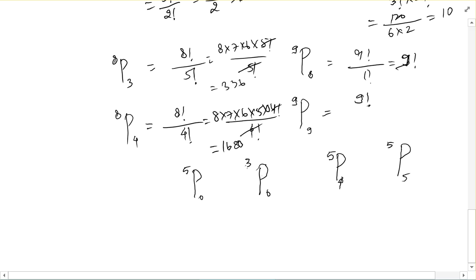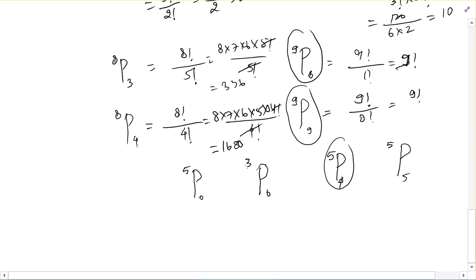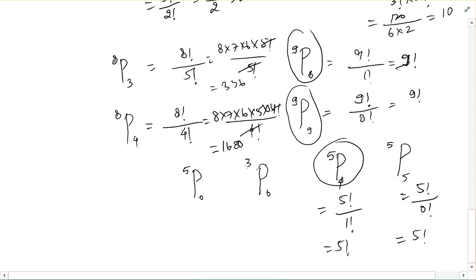9p9, 9 factorial by 9 minus 9, that is 0 factorial. So 9 factorial by 1, that is 9 factorial again. See, 9p8 and 9p9 are equal. I'm calculating now this one. 5p4. What is 5p4? 5 factorial by 5 minus 4, that is 1 factorial. So 5 factorial. What is 5p5? 5 factorial by 5 minus 5, that is 0 factorial. 0 factorial is also 1, so 5 factorial. Again these two are equal.